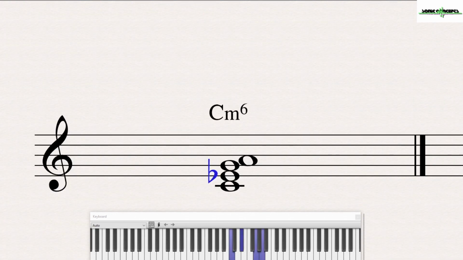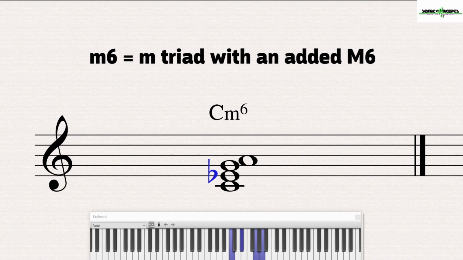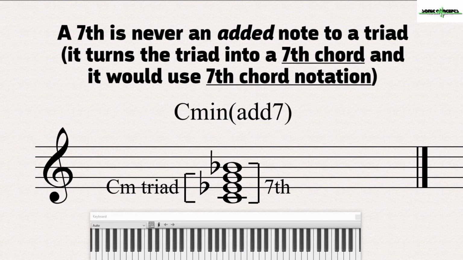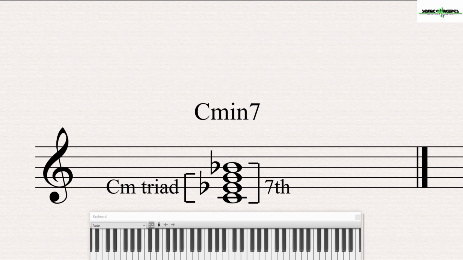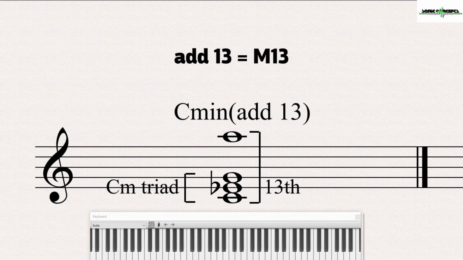A minor add 6 chord is also possible and is notated with any of the minor triad notation symbols along with the number 6. This chord still adds a major 6 above the root. A 7th is never an added note to a triad since it would simply turn the triad into a 7th chord and it would use 7th chord notation. However, notes higher than a 7th, called extensions, can be added to a triad, resulting in add 9, add 11, and add 13ths. These chords have a major 9th, perfect 11th, and major 13th above the root respectively.